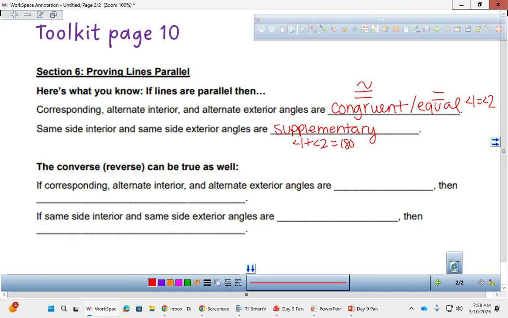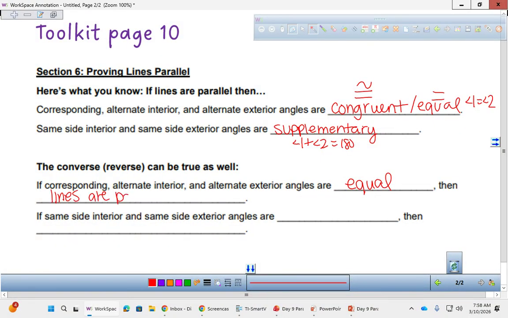So instead of solving for missing angles, it's like here are two angles. They're the same. Are your lines parallel? It depends on what the relationship is. So if corresponding, alternate interior and alternate exterior angles are equal or congruent, then lines are parallel.